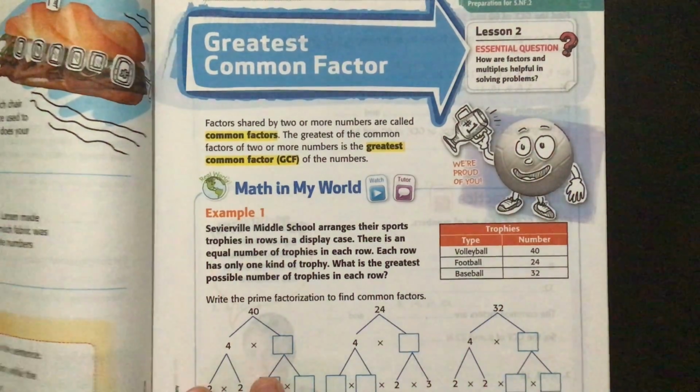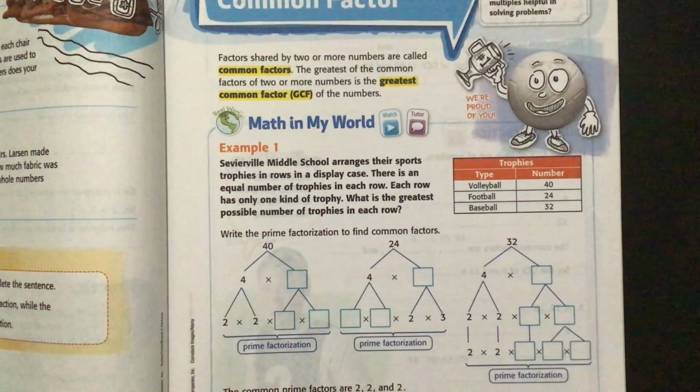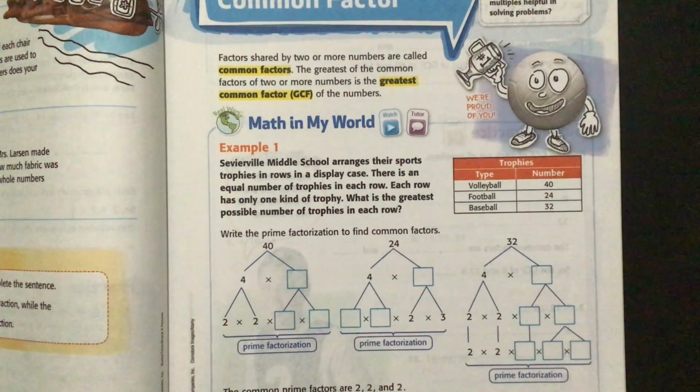So in example 1, read along with me. Seaverville Middle School arranges their sports trophies in rows in a display case. There is an equal number of trophies in each row. Each row has only one kind of trophy. What is the greatest possible number of trophies in each row?